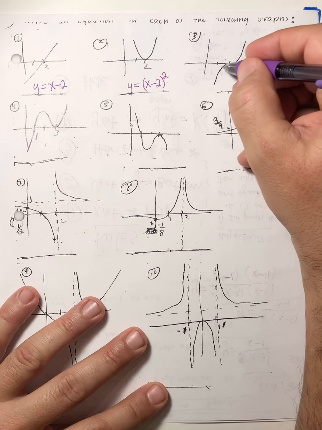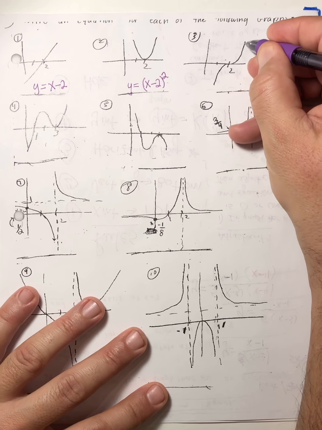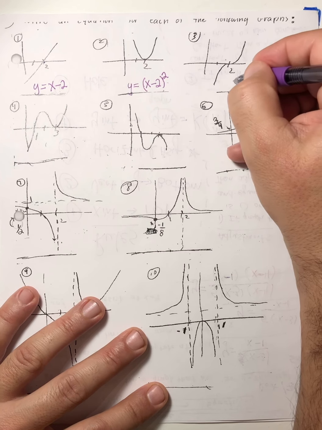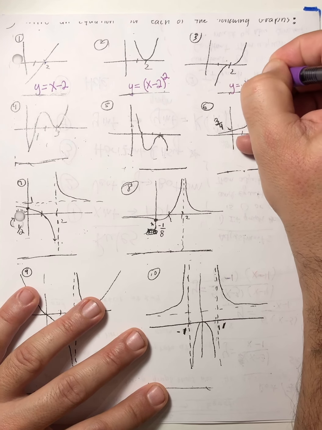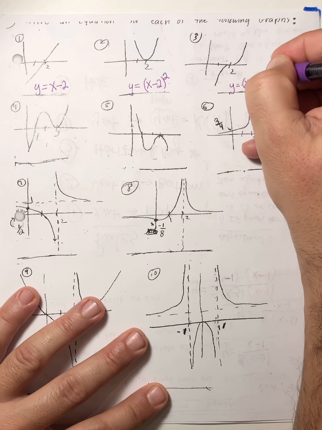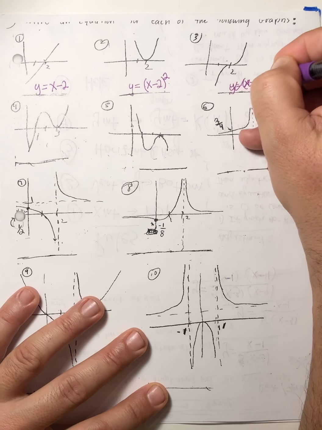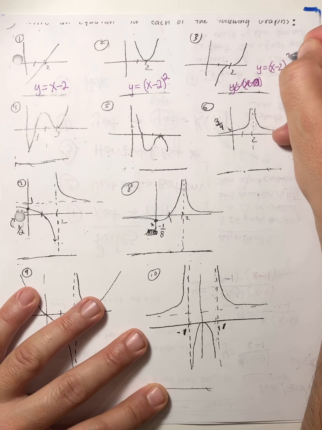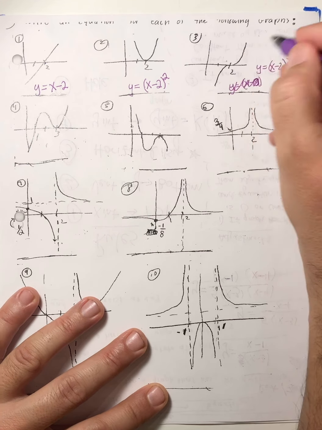All right, and then here's that classic drag through. There's that classic drag through, so that's right, power of 3. So y equals x minus 2 to the power of 3. So there's that classic drag through.